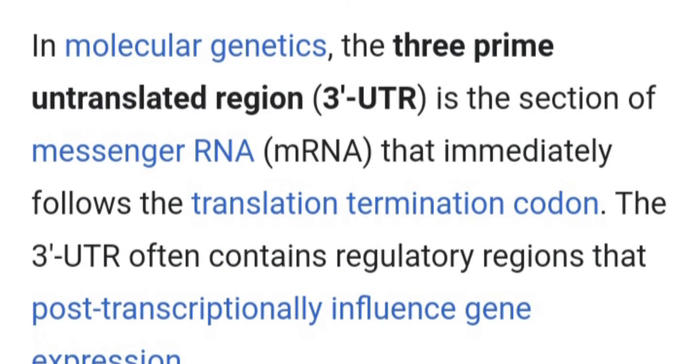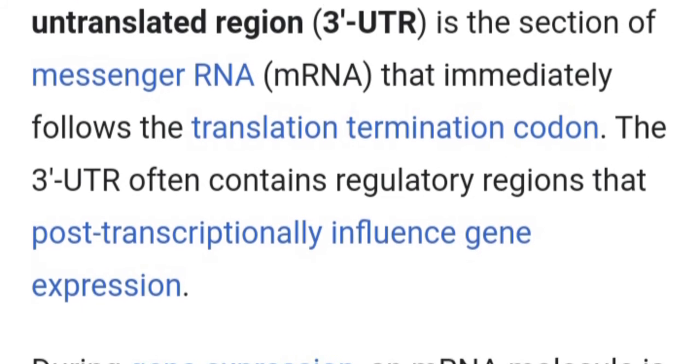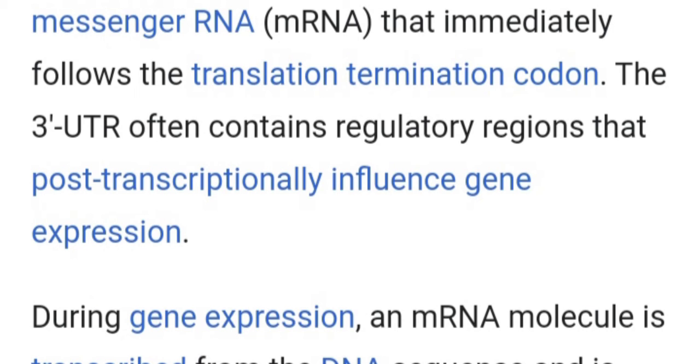So in molecular genetics, the 3' untranslated region is the section of mRNA which immediately follows the translation termination codon. The 3' UTR is located just after your termination codon. The 3' UTR often contains regulatory regions that post-transcriptionally influence gene expression.